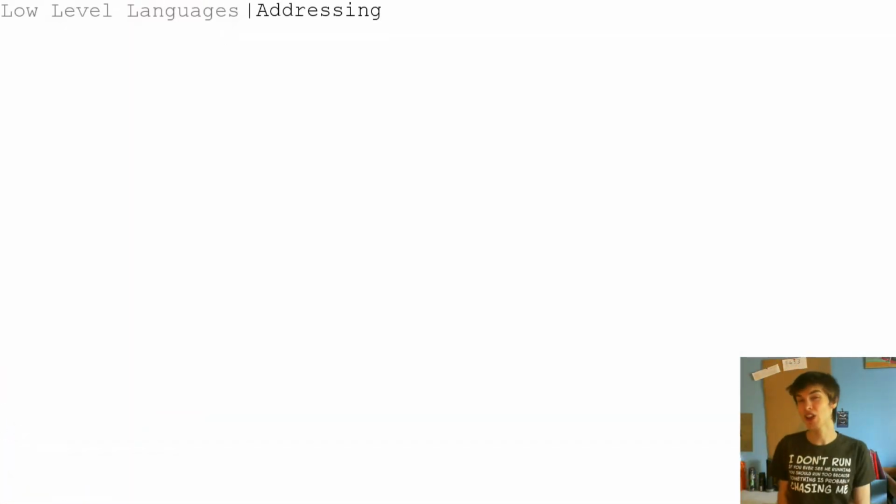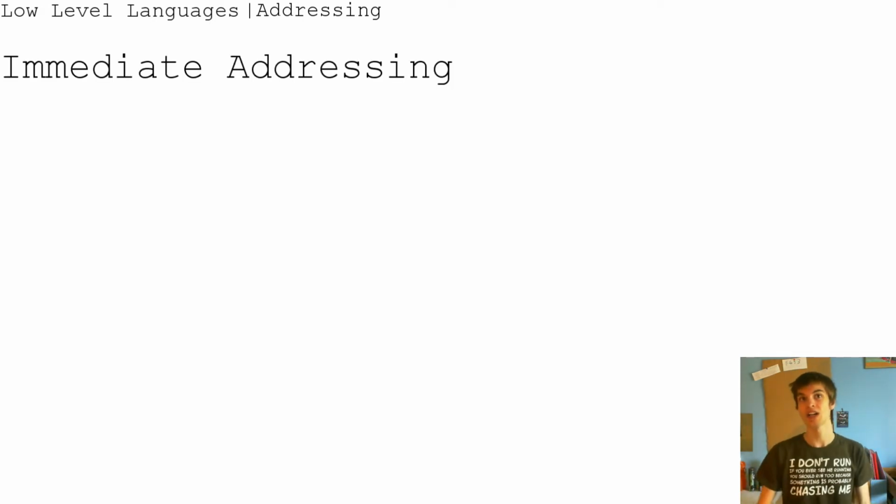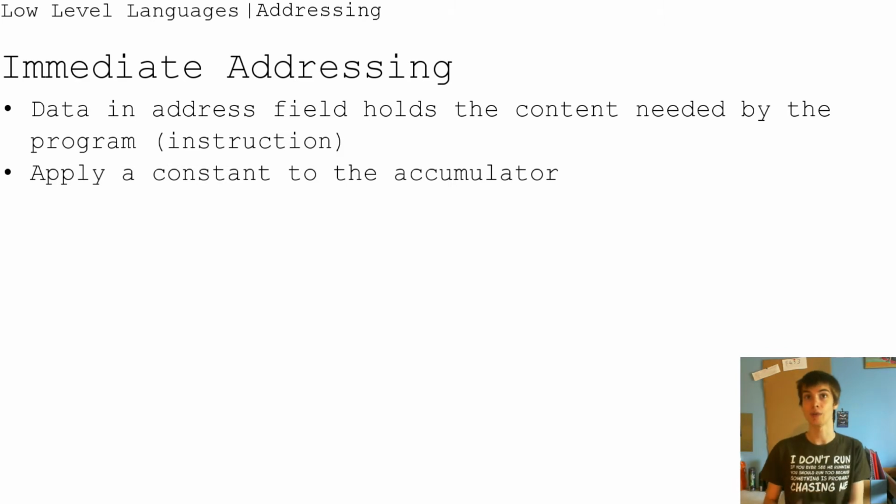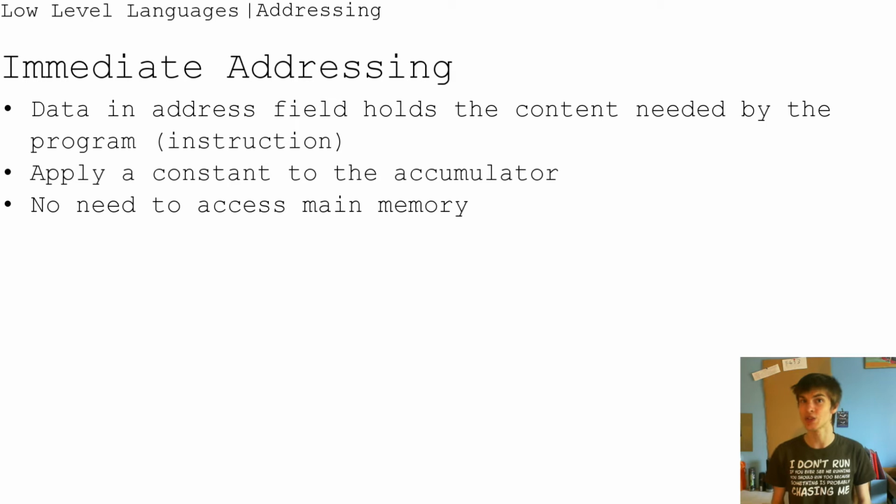Right then, so this is on the low-level languages topic, and the first thing is addressing. There are actually multiple different types of addressing. There's immediate addressing, where the data in the address field holds the content needed by the program or the instruction. So it holds the data. It applies a constant to the accumulator. The accumulator is a register. There's no need to access main memory.